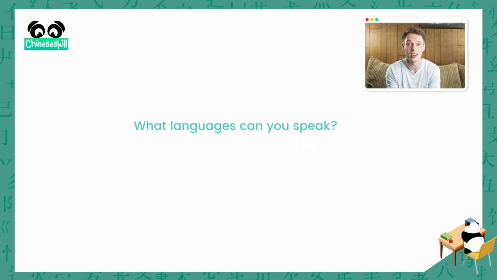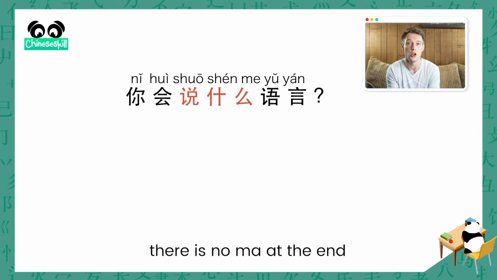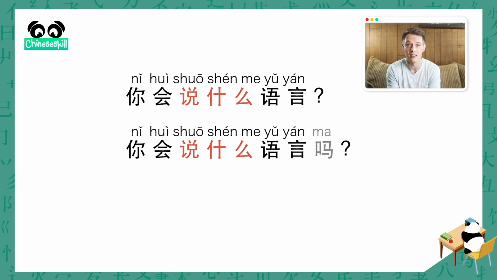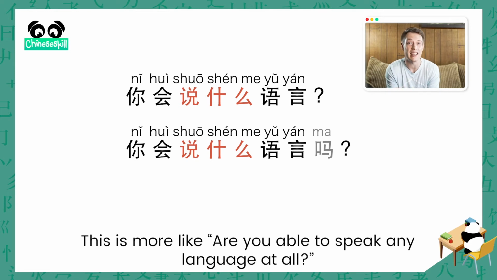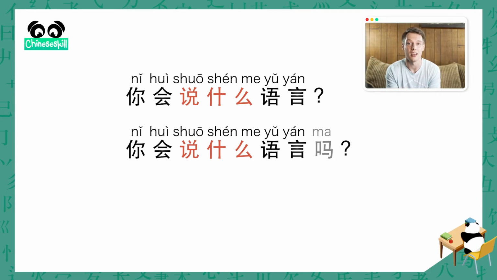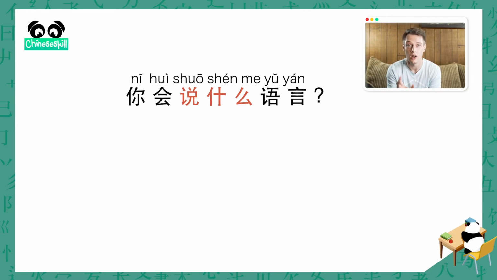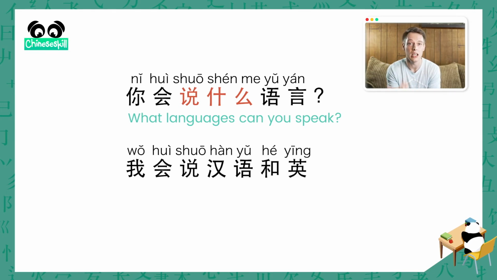What languages can you speak? 你会说什么语言? Notice that for these open-ended questions, there is no ma at the end. For example, 你会说什么语言吗? This is actually not what we're trying to express. This is more like, are you able to speak any languages at all? So if you wanted to ask, what languages can you speak? You should say, 你会说什么语言? What languages can you speak? And for me personally, I could answer, 我会说汉语和英语. I can speak Chinese and English.